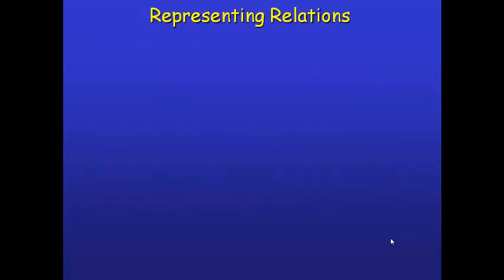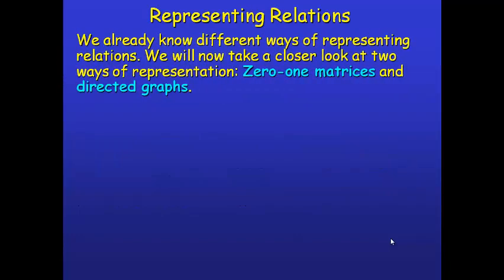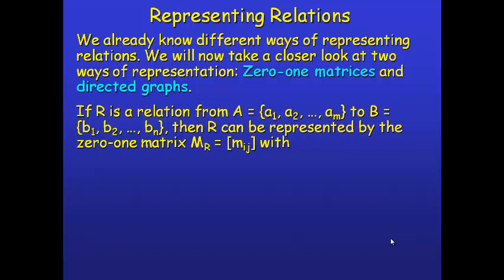Next, we have to represent the relations. That is, we represent the relations in terms of matrices and also in terms of graphs. We already know different ways of representing relations. We will now take a closer look at two ways of representation, that is 0-1 matrices and directed graphs. The first one is 0-1 matrices.